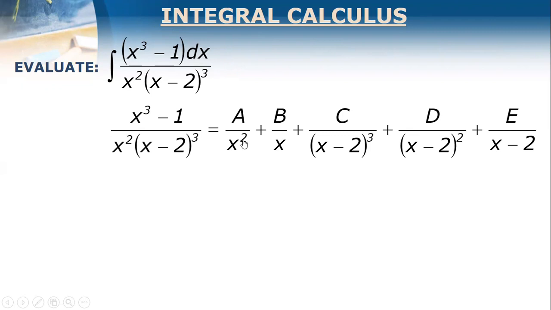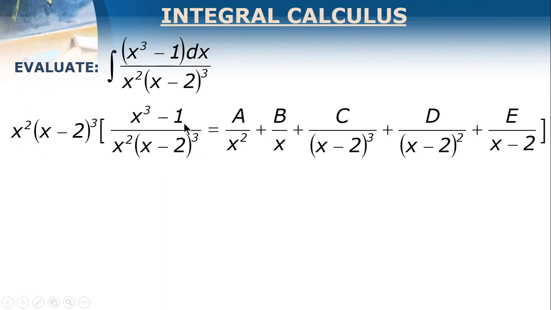For x squared, you start with 2 and then 1, decrease by 1. And then for x minus 2, from 3, 2, and then 1. And then just assign a constant for each term. So from this original integral, it will be converted to this one, partial fractions. So next thing we do is to multiply the equation by q of x, this one. So the result is this.